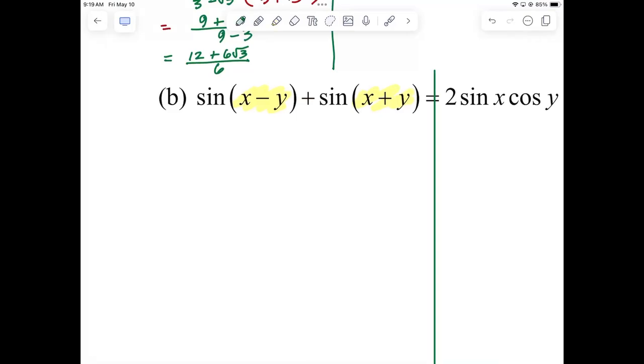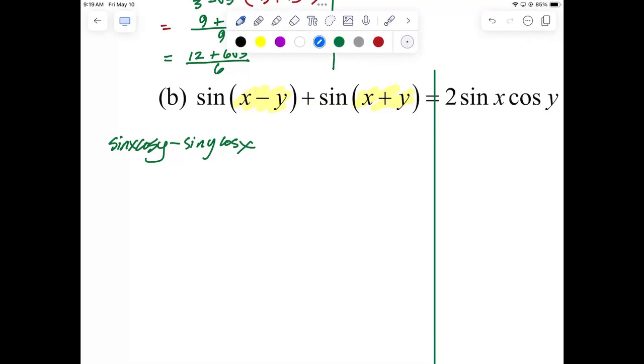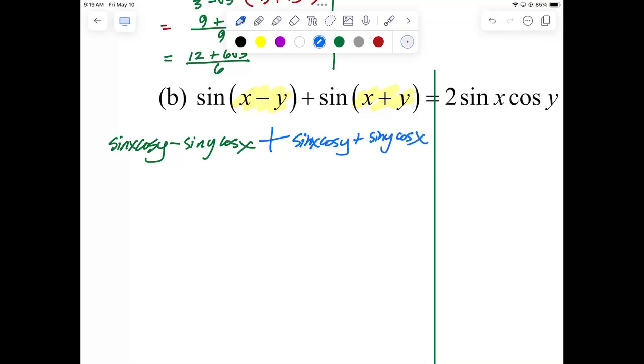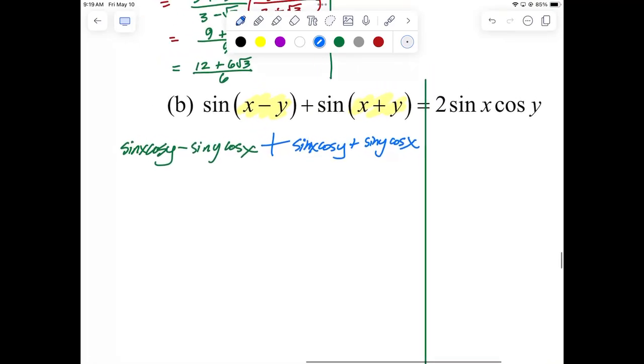Here we go. Sine of x minus y, that's sine x cosine y minus sine y cosine x. And then we have plus the next one, sine x cosine y plus sine y cosine x. You have to start sufficiently to the left, or move things over. Now we can combine like terms. What do you notice about the 2 middle terms? They subtract out, and we're left with just sine x cosine y plus sine y cosine x.